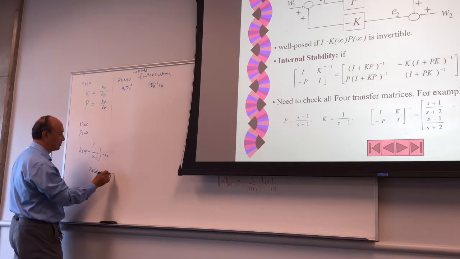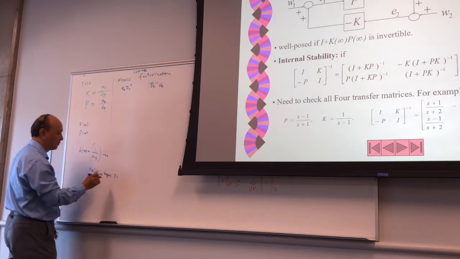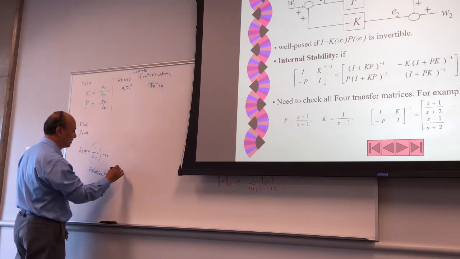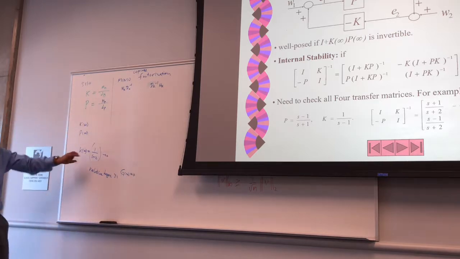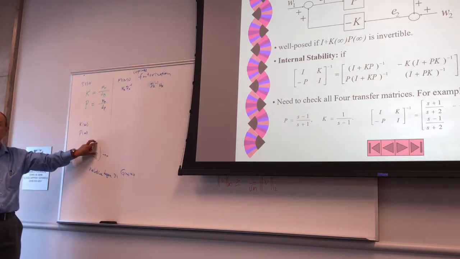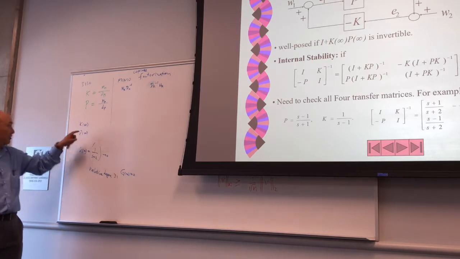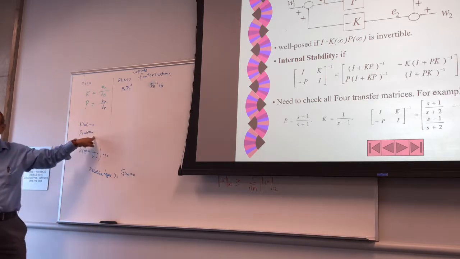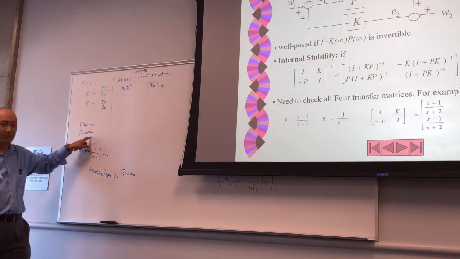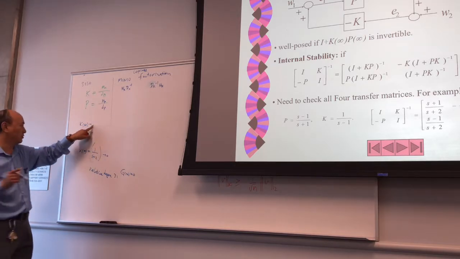If the relative degree is greater than or equal to 1, then its transfer function G at infinity will be 0, because the degree here is higher than here, right? So they will all be 0 in practical systems when everything is proper, strictly proper. But sometimes it's not strictly proper.